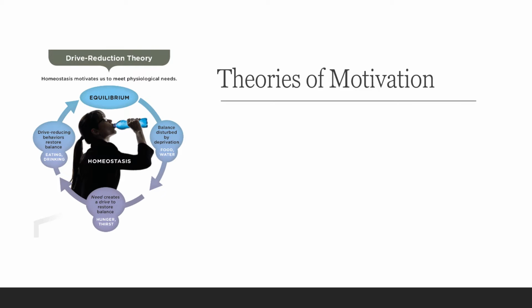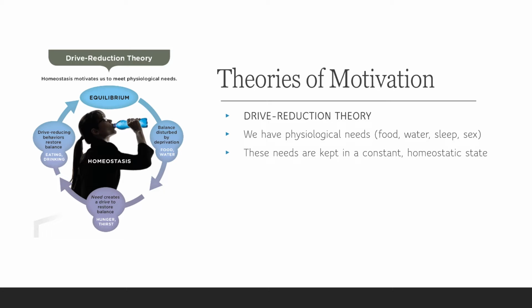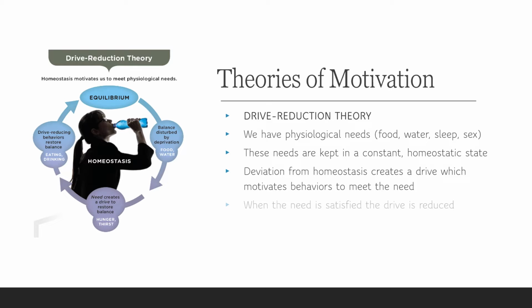Let's begin by looking at drive reduction theory. So according to this theory, the body has certain physiological needs that it must maintain at a constant state. So the brain monitors internal levels of oxygen and blood sugar and temperature, for example. And when they fall below the optimal constant level, a drive is then created, which then urges us to meet the need to restore homeostasis, that balanced state of functioning.